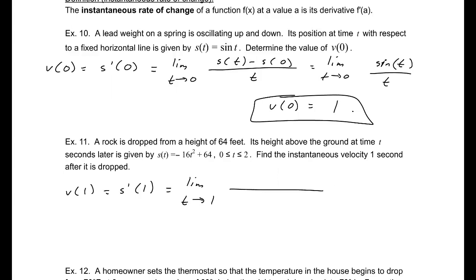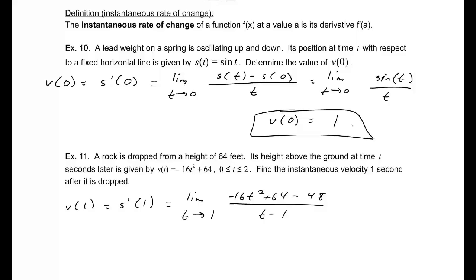And if we evaluate that function at t, so negative 16t squared plus 64, minus, evaluating it at 1, gets us 48, divided by t minus 1. So once we combine terms there, limit as t goes to 1. Okay, combining terms, I get negative 16t squared plus 16 over t minus 1.